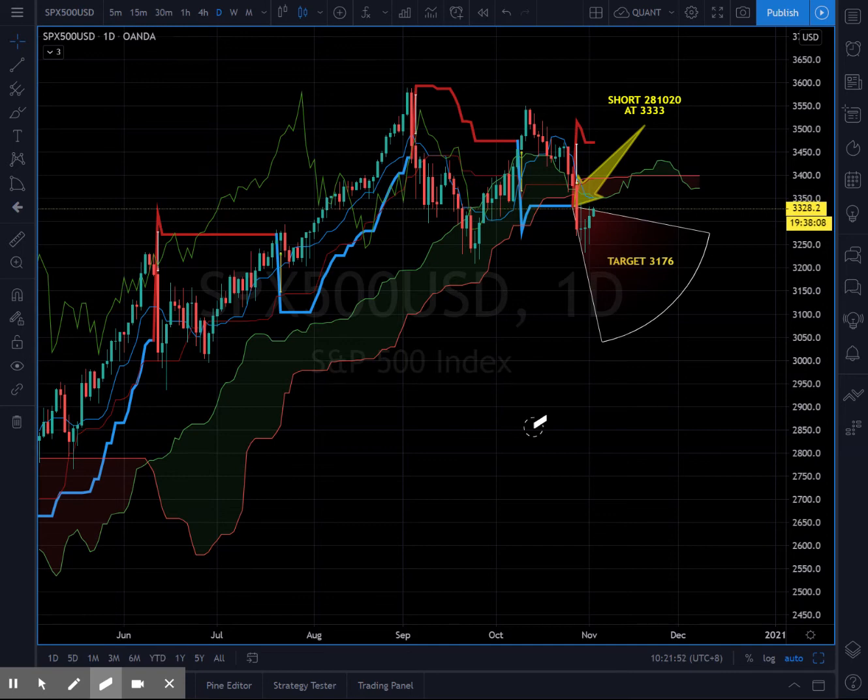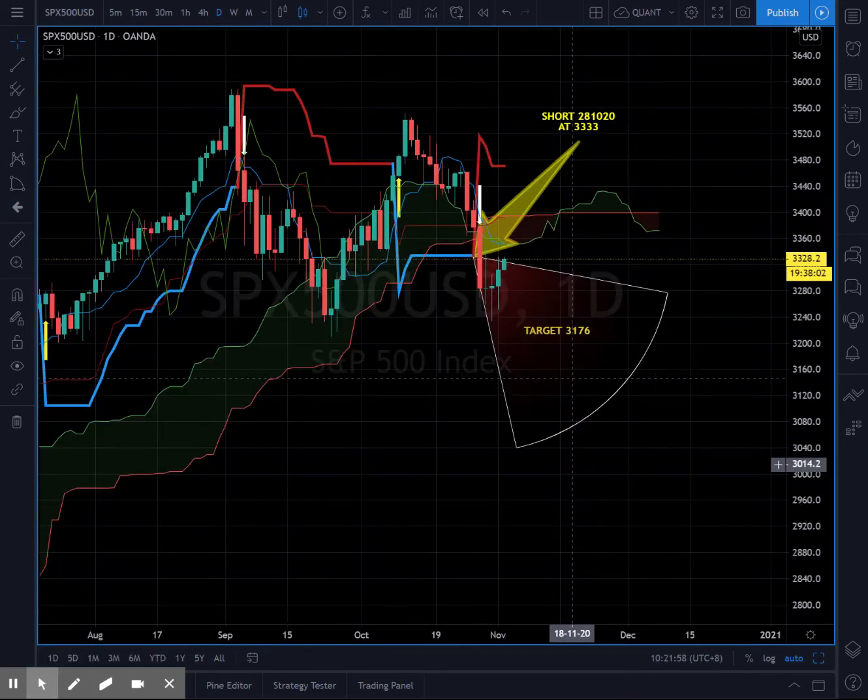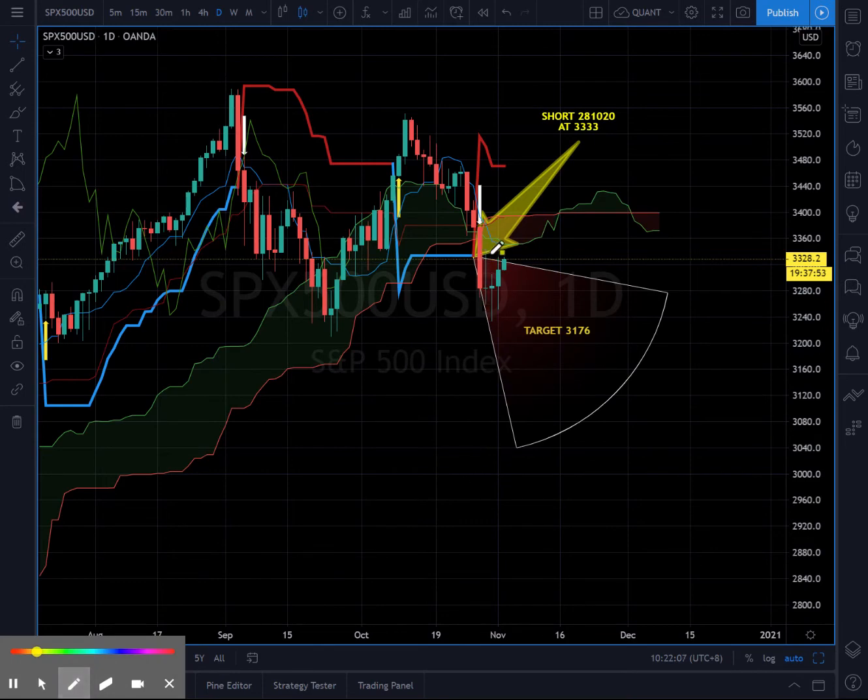So it's a downtrend on the daily charts, and we will need to see how trading progresses over the next couple of days as well as weeks to see if this particular trend short signal at 3333 will materialize downwards towards our target at 3176.